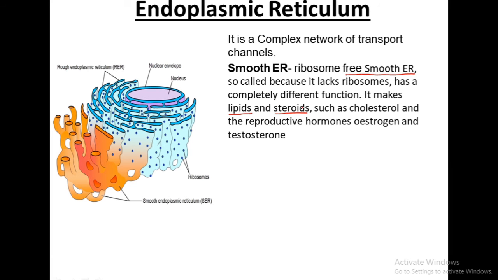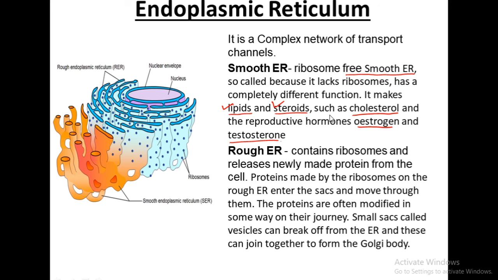Whereas the rough endoplasmic reticulum is involved in protein synthesis, the smooth endoplasmic reticulum is involved in lipid and steroid production, such as cholesterol and reproductive hormones like estrogen and testosterone. So this is the basic function of the smooth endoplasmic reticulum.